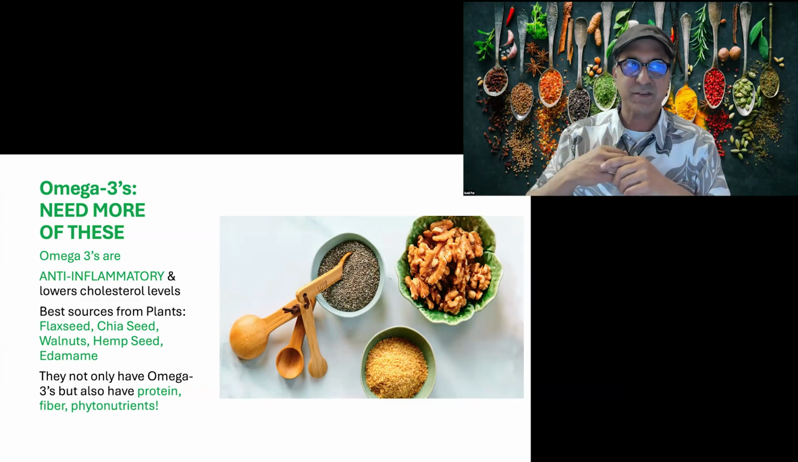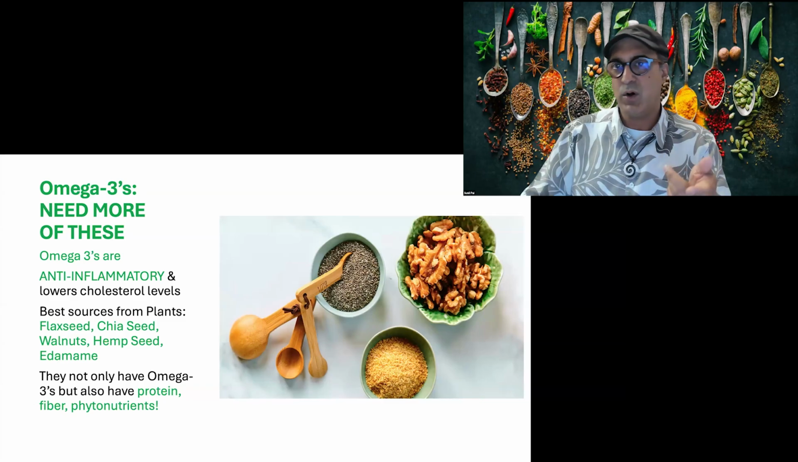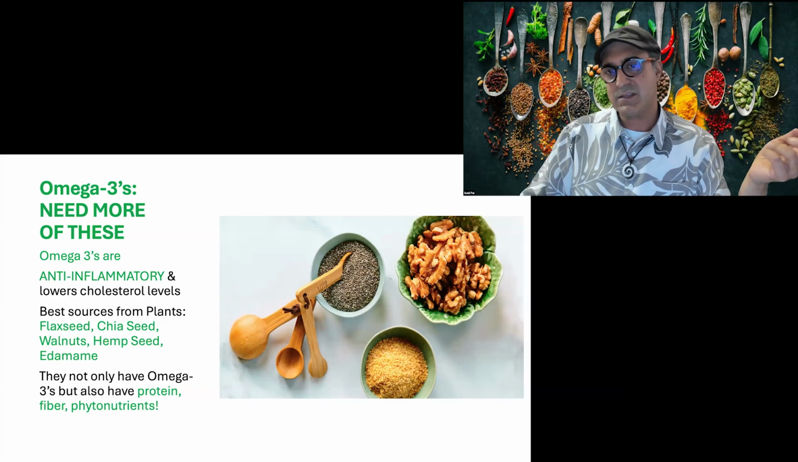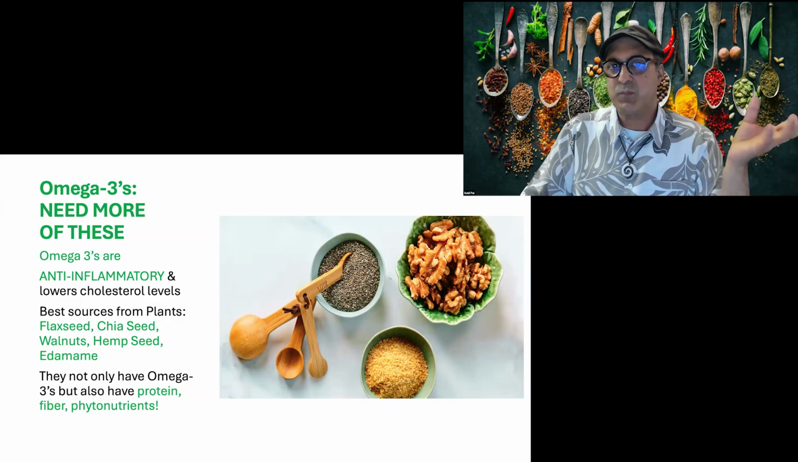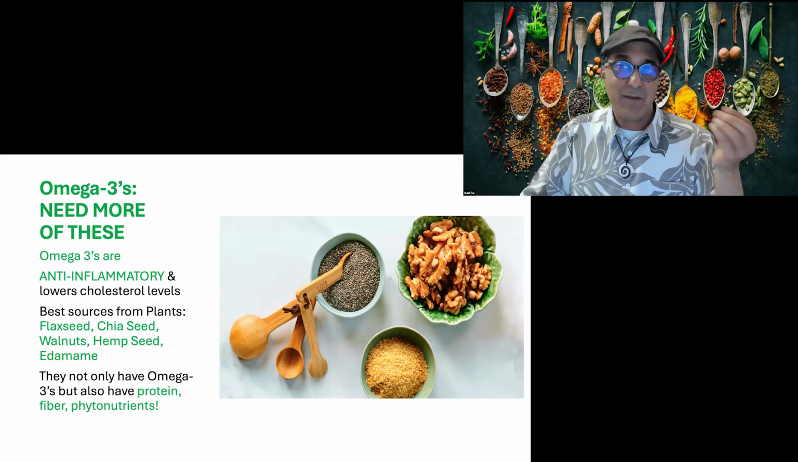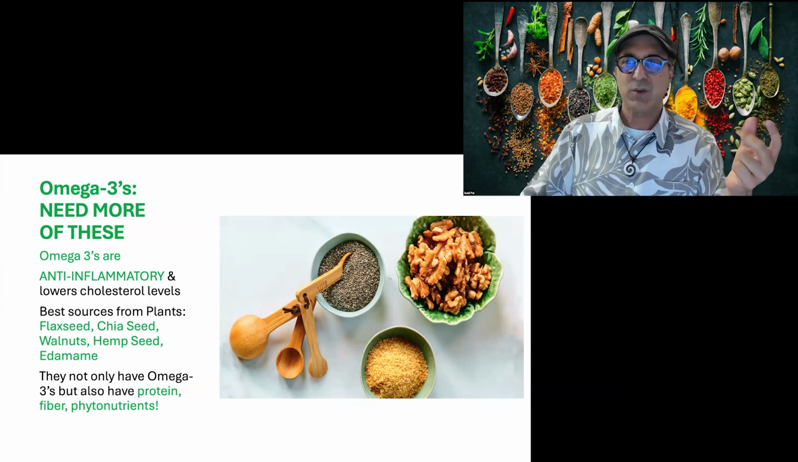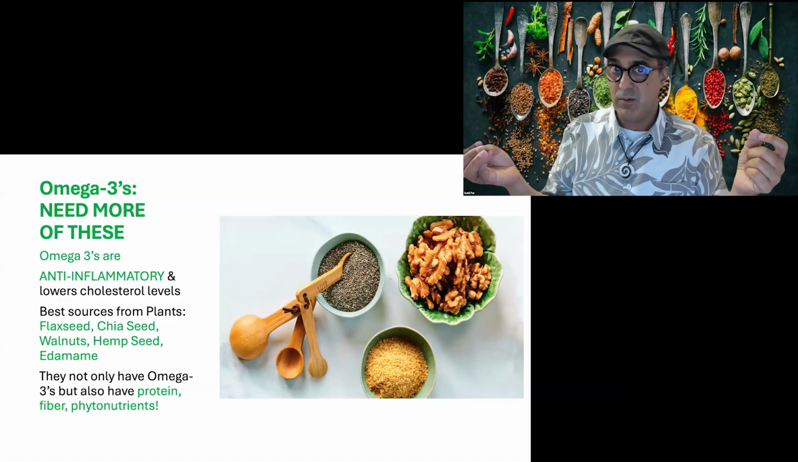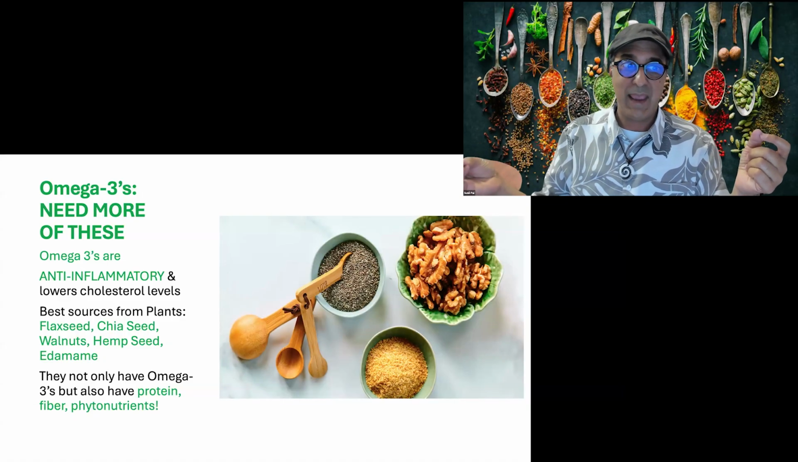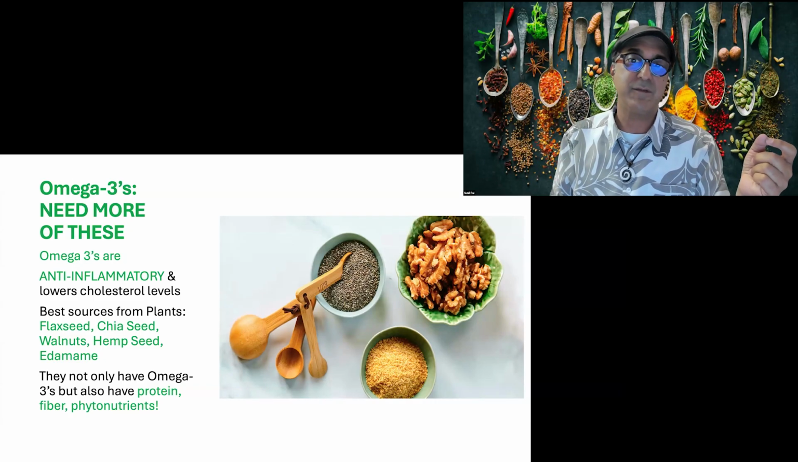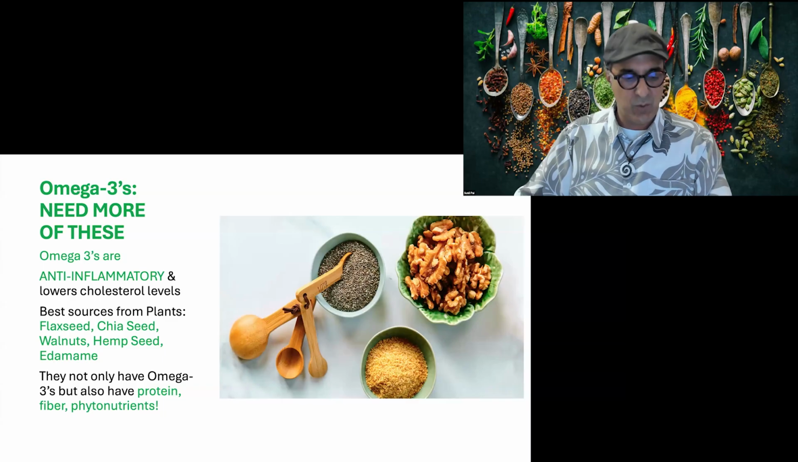So more omega-3s is what's needed. Walnuts, flaxseed, hemp seeds, chia seeds, and edamame are great, simple, easy sources. Not only do they have omega-3s, they have protein, fiber, and phytonutrients, right? When people take it from the oil, whether from fish or even from a plant, they're not getting protein, fiber, or phytonutrients. So we definitely want to be eating more of this.